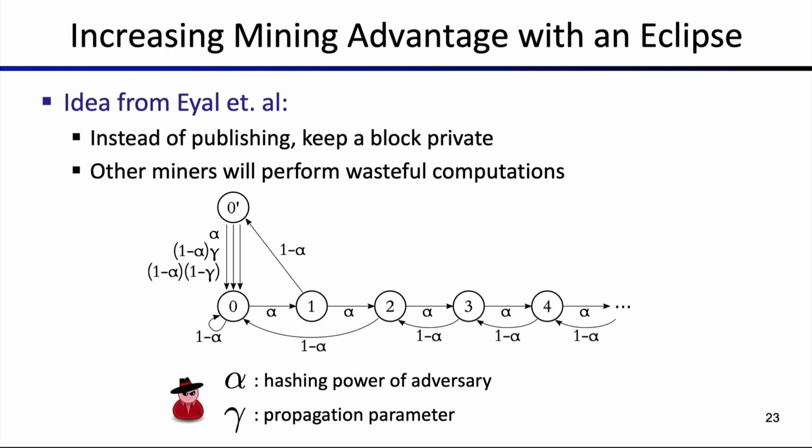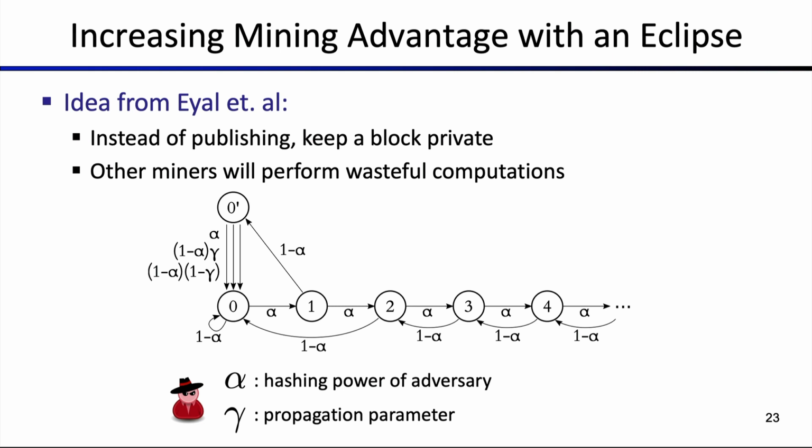Another blockchain layer security issue is selfish mining. We will look at selfish mining also with an Eclipse attack, but let's first discuss what selfish mining itself is. That's an idea from Eyal, a really seminal paper and seminal idea that explains how to publish or not publish a block, so to keep a block private in order to gain a financial advantage in the network, or specifically in order to increase the mining power in the network. The goal is that other miners will perform wasteful computations.